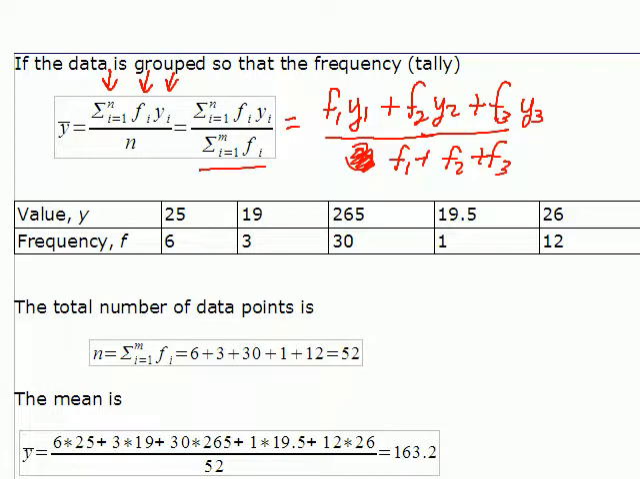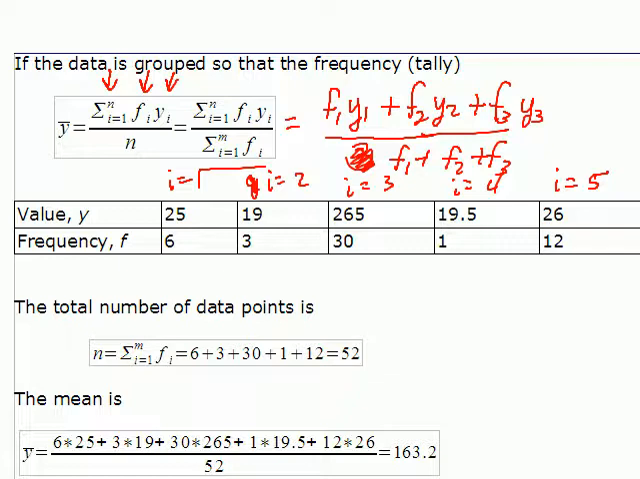Okay, an example is worth like 10,000 words, I think. Here are the y values. So this is i equals 1. This would be the second one. Whoops, I'm sorry, i equals 2, i equals 3, i equals 4. So now we're counting classes instead of the total number. How many data points do we have? We would add from i equals 1 to m, being in this case the number of classes. So we're adding them up: 6 plus 3 plus 30 plus 1 plus 12. That gives me 52 data points.